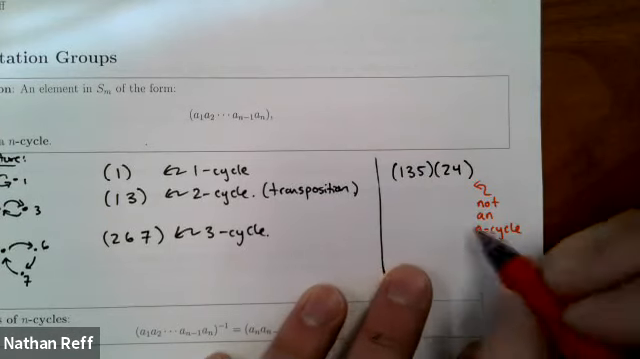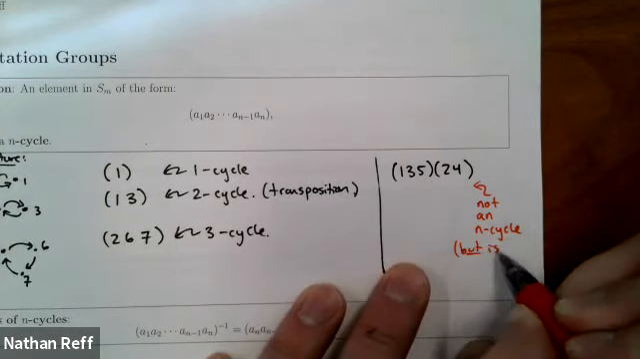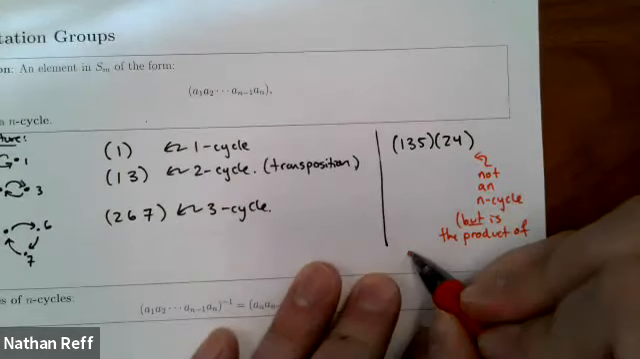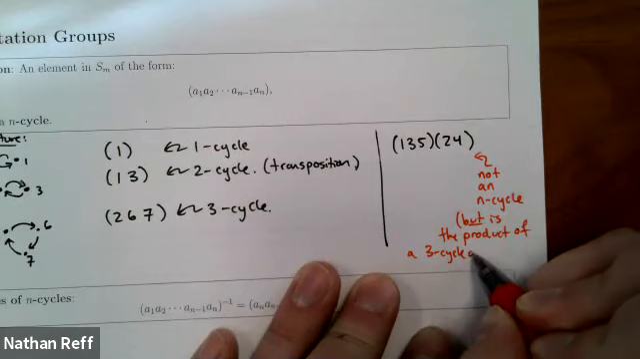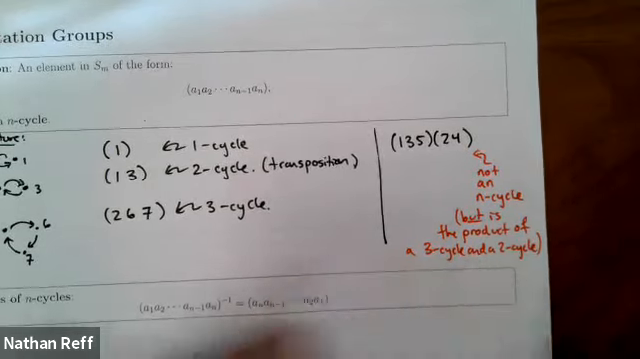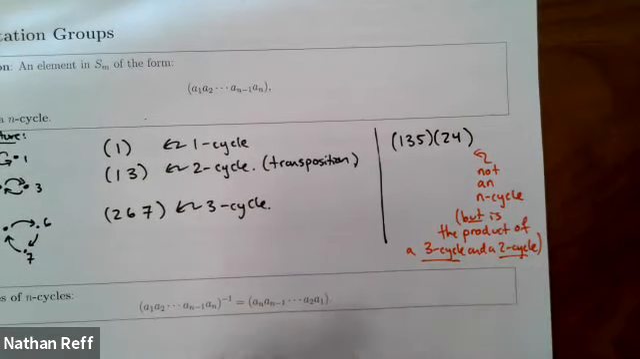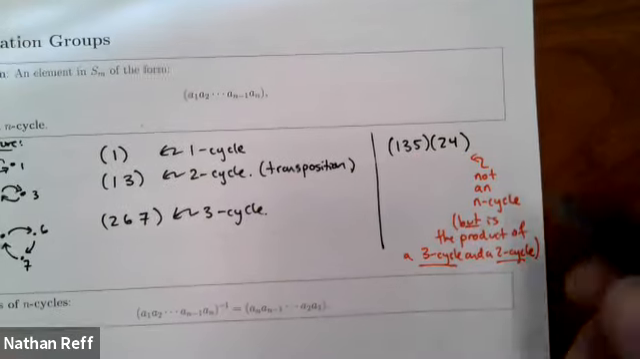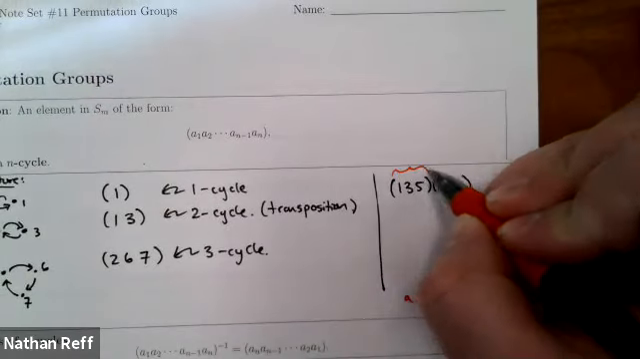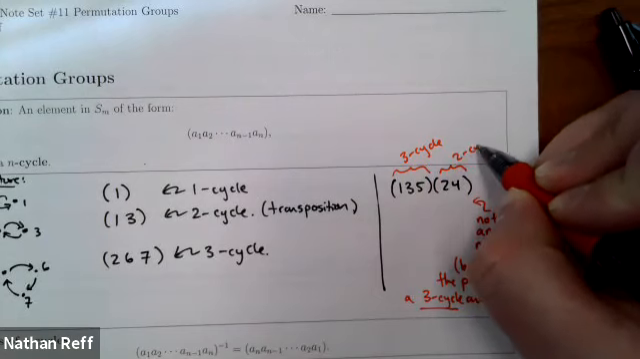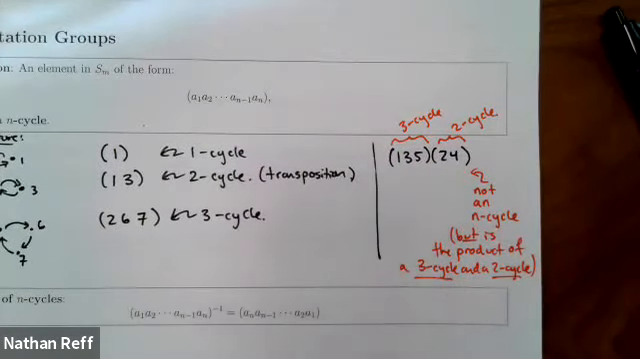You see that? But it is the product of a 3 cycle and a 2 cycle. So it still has structure that is built from cycles, but it is not itself a cycle. These are disjoint cycles. So you could say that this is your 3 cycle and this is a 2 cycle. You guys okay with that?